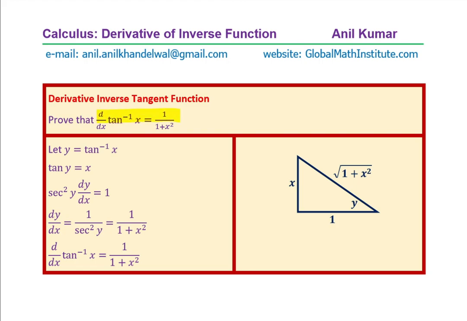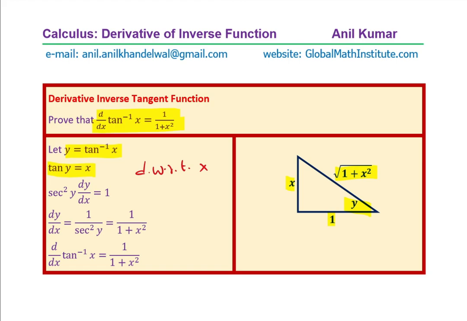So once again, when we are talking about the derivative of tan inverse x, we can write y equals tan inverse x. It really means tan y is equal to x. That gives you the right angle triangle with x as the opposite side, 1 as the adjacent, and we calculate the hypotenuse using the Pythagorean theorem, square root of 1 plus x squared. Now, take derivatives on both sides. So differentiate with respect to x on both sides.